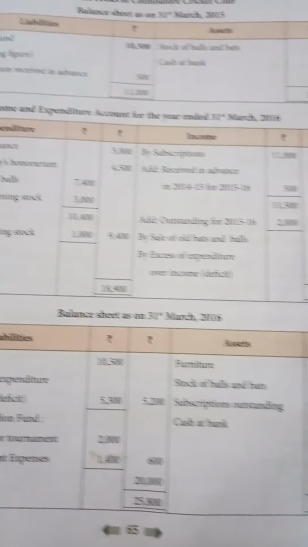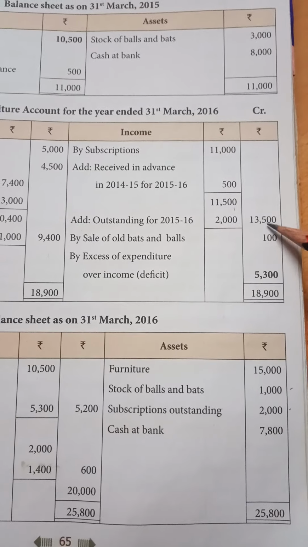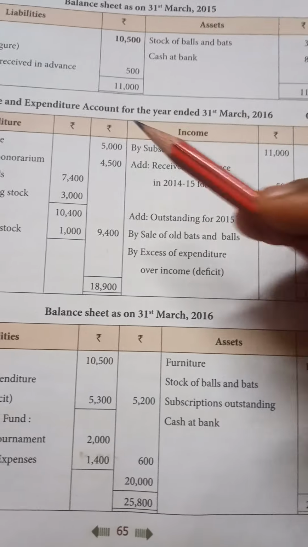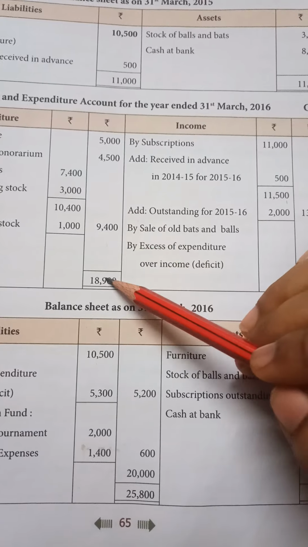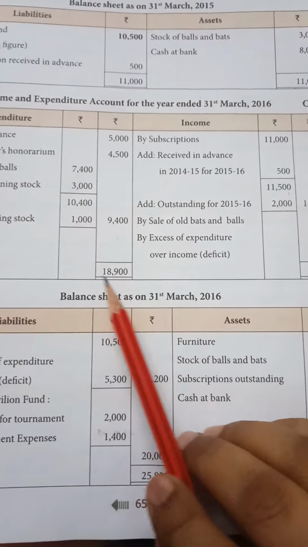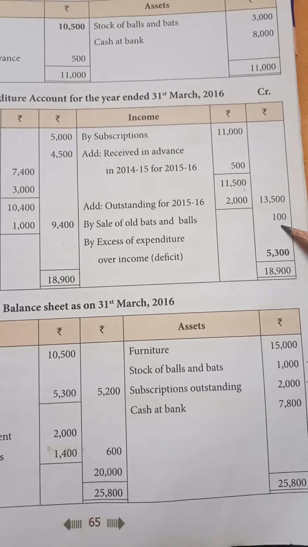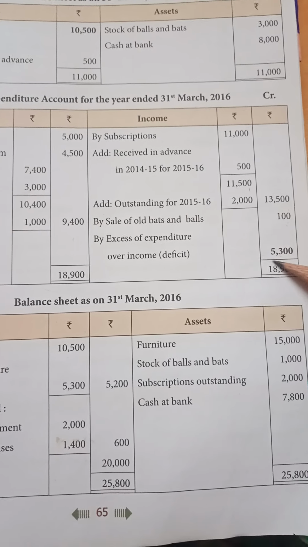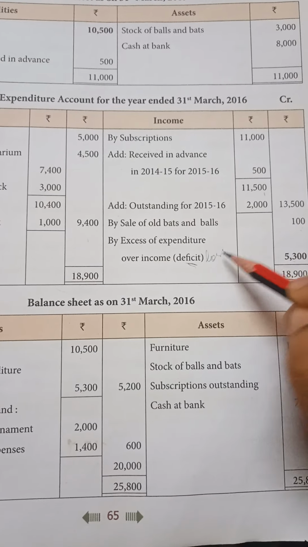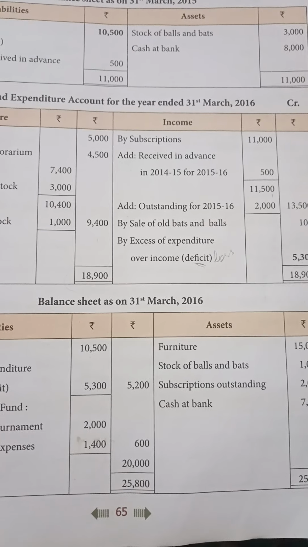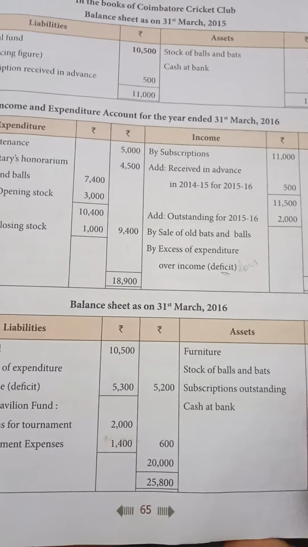Okay, after this we need to total both credit and debit sides separately. You get here 13,600, you get here 18,900. Okay, so your debit side is more, so you write 18,900 minus 13,600, so you get 5,300 as deficit. This is your loss because your income is lesser than the expenditure, so automatically 5,300 is loss.